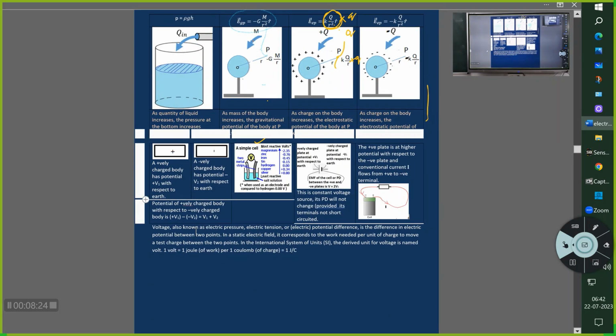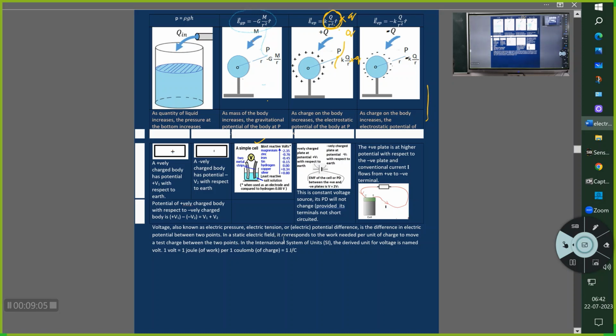So the last line you can see, the voltage is also known as electric pressure, electric tension, or electric potential difference. Now understand this. Between the two electrodes, you have got potential difference. This electrode is at some potential, this electrode is at some potential. The difference of the two potentials, V1 minus V2, gives you the potential difference.